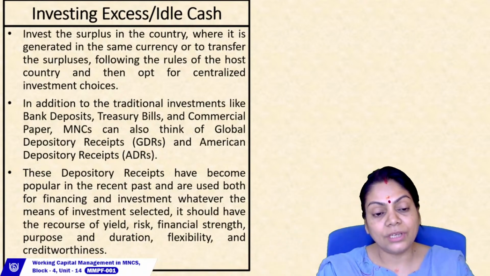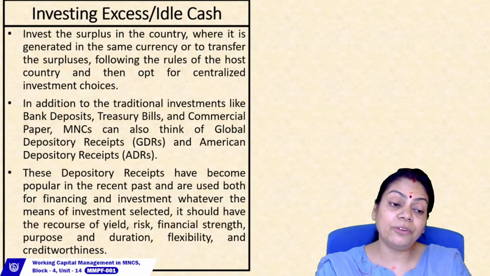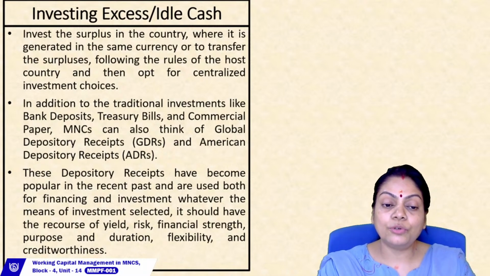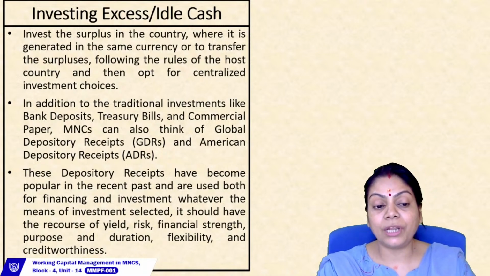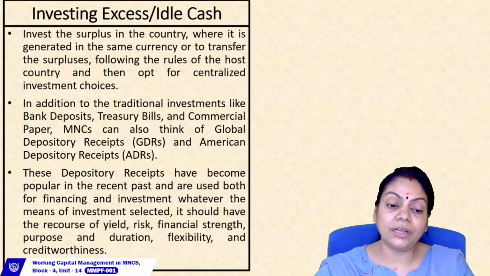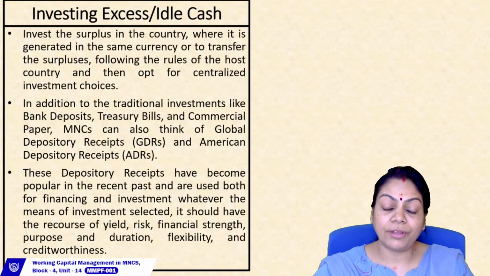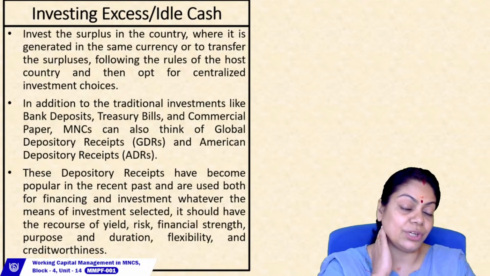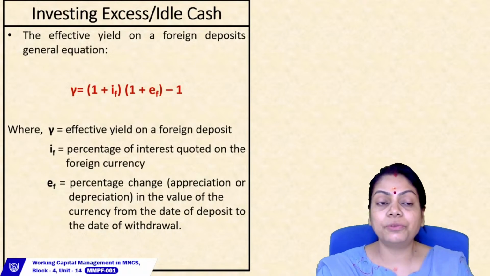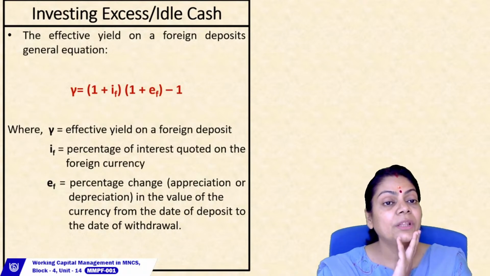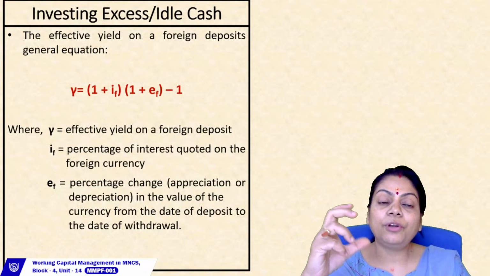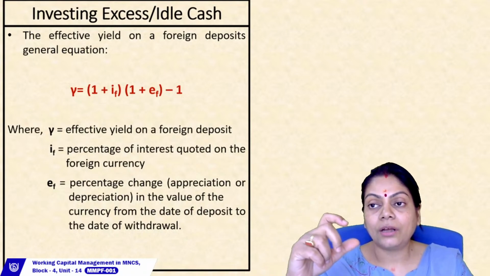Now these depository receipts have become very popular in the recent past, and they're not only used for financing, they're also used for investment in whatever means is needed. Obviously it should have regard to yield, risk, financial strength, purpose, duration, flexibility, and creditworthiness. Now, having understood this investment of idle cash, we'll talk about a small model of how the idle cash is invested. When we're talking about the MNC, we're talking about more than one country.